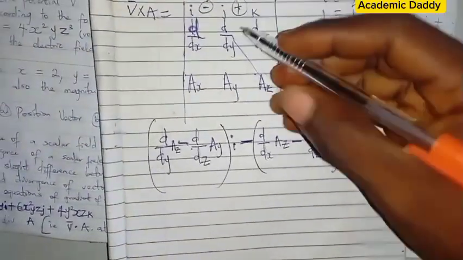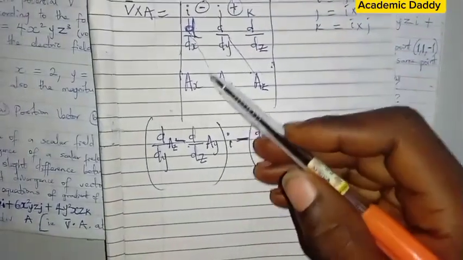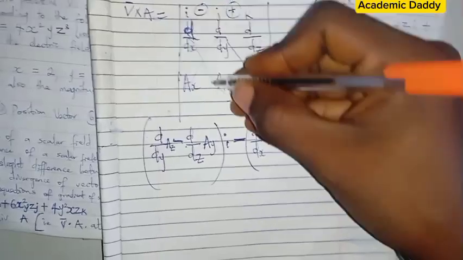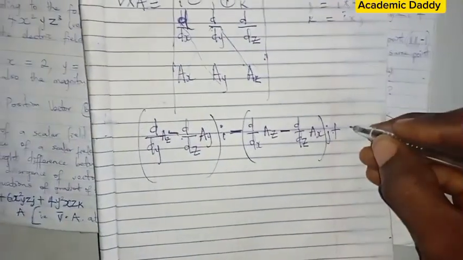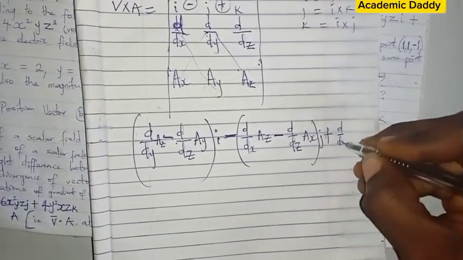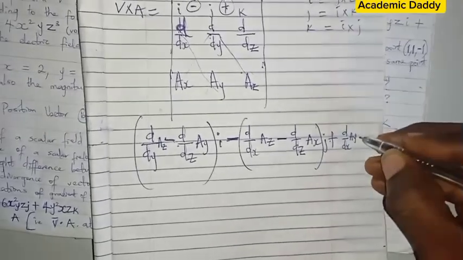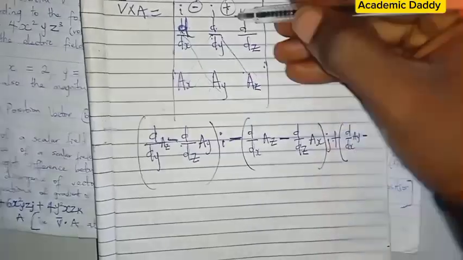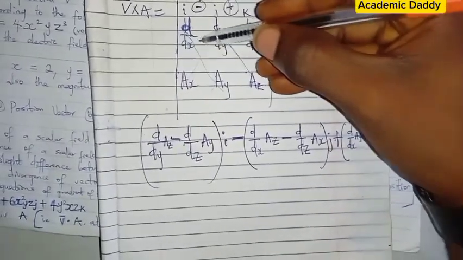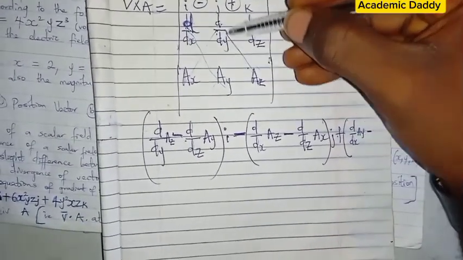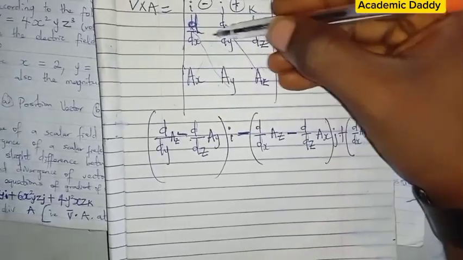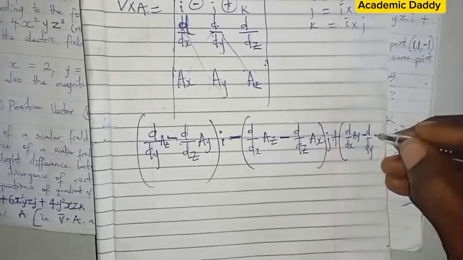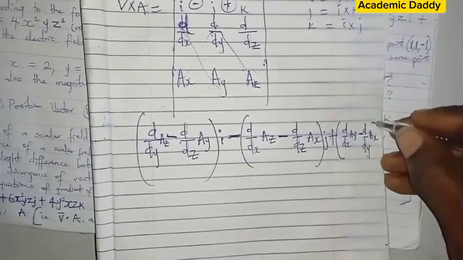To get k, we'll do i cross j. By the left times right, d over dx times AY, minus d over dy times AX, for k.